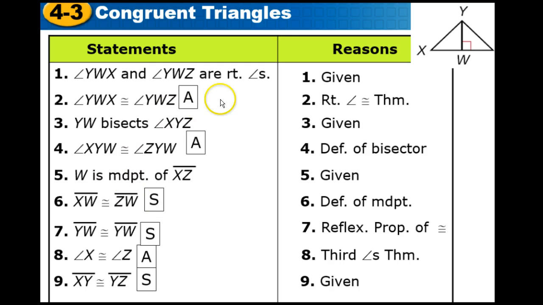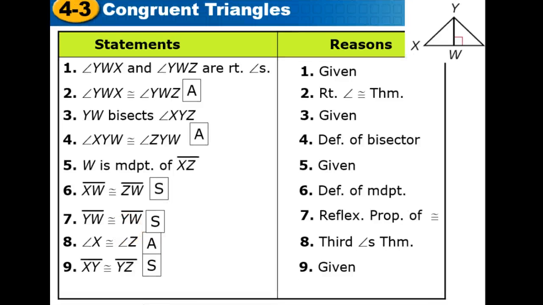Since we have all 6 parts congruent, we can list our proof statement now, which said that triangle XYW is congruent to triangle ZYW, and the reason is definition of congruent triangles. Just a little hint here. Whenever I ask you to prove triangles congruent for section 3, you're going to always have your last reason be definition of congruent triangles. Remember, it just says that all 6 parts are congruent.